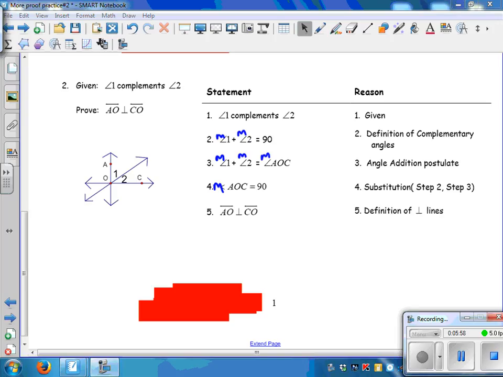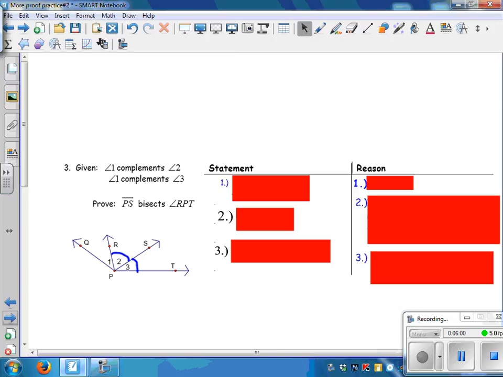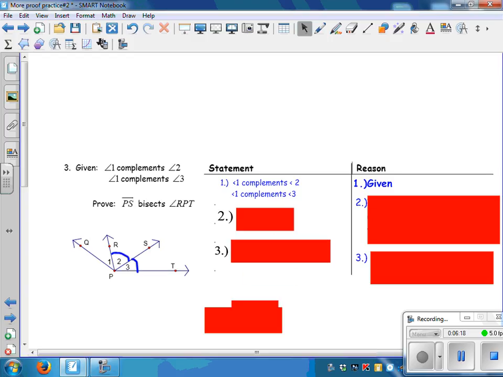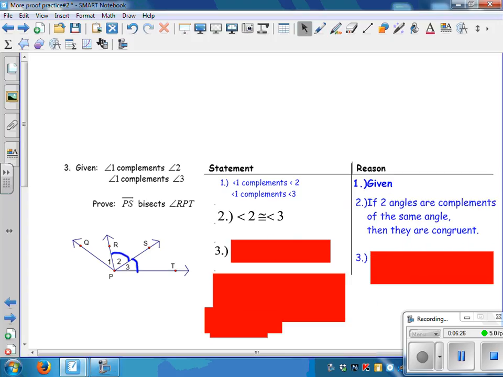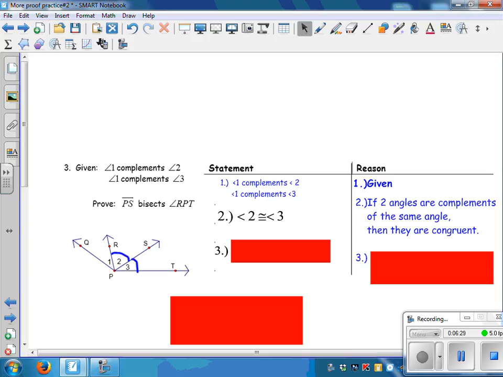Let's go ahead and take a look at number 3. Number 3, you're allowed to use the theorems that we've proven. Now, we've proved the congruent supplements theorem. The proof for the congruent complements theorem is the same proof, just with a 90 rather than 180, so you're allowed to use it. So your given is that 1 complements 2 and 1 complements 3. So right away, I can say that 2 and 3 are congruent by the congruent complements theorem.